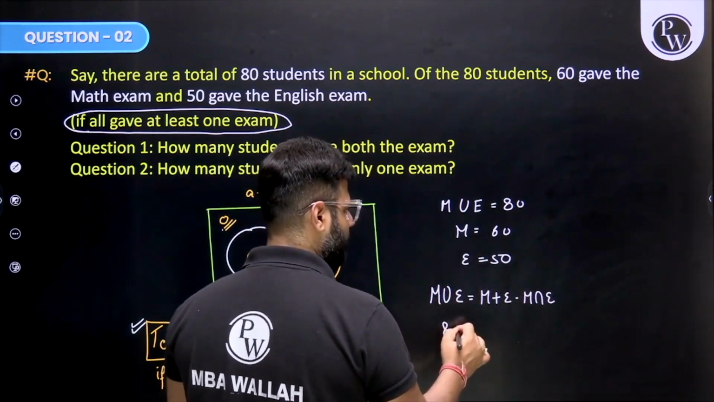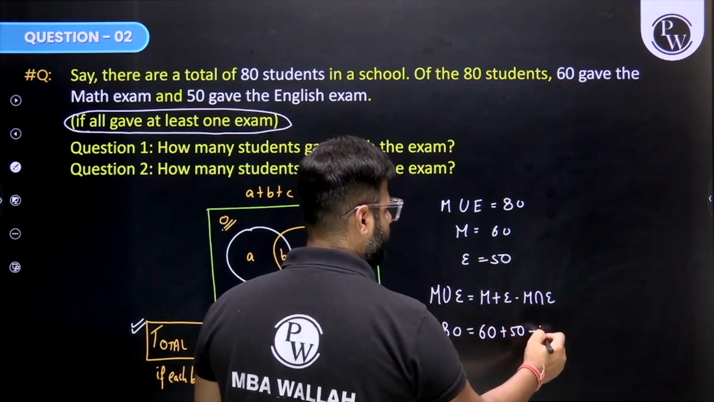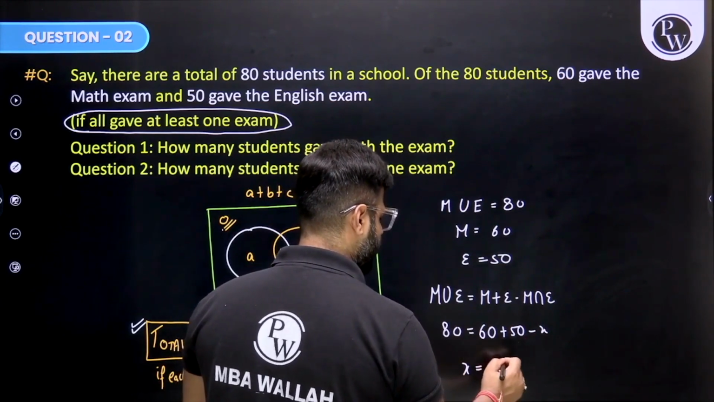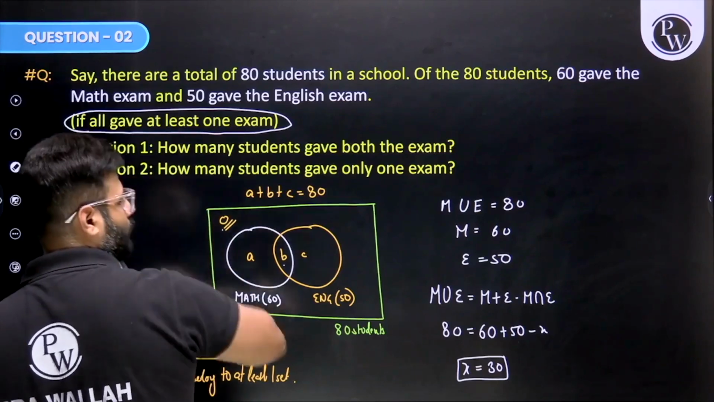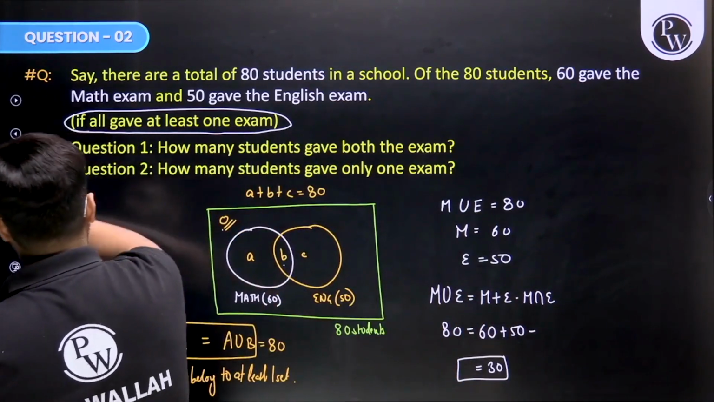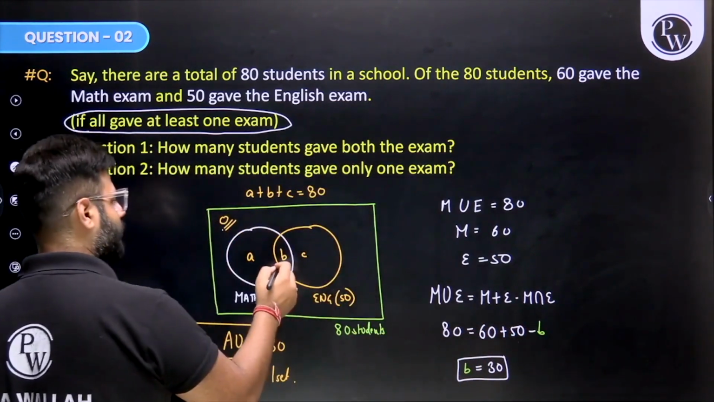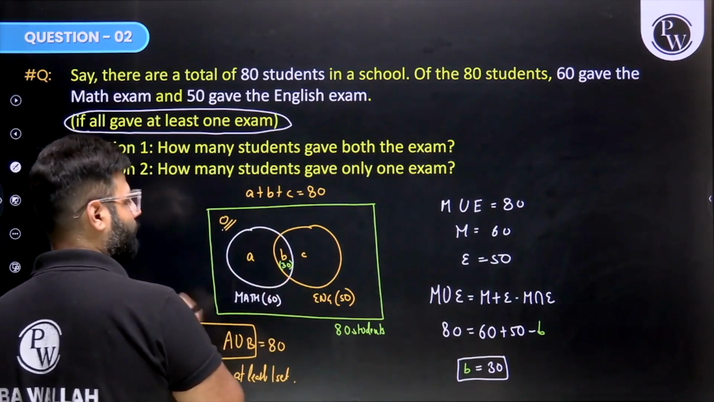This guy is 80. 60 plus 50 minus, let us call this X. So X comes here, this 110 minus 80, that is 30. That means we know the region B. ठीक है, B लिख देते हैं इसको, easy हो जाएगा. So now we know that this region, ये जो B वाला region है, ये है 30, correct?